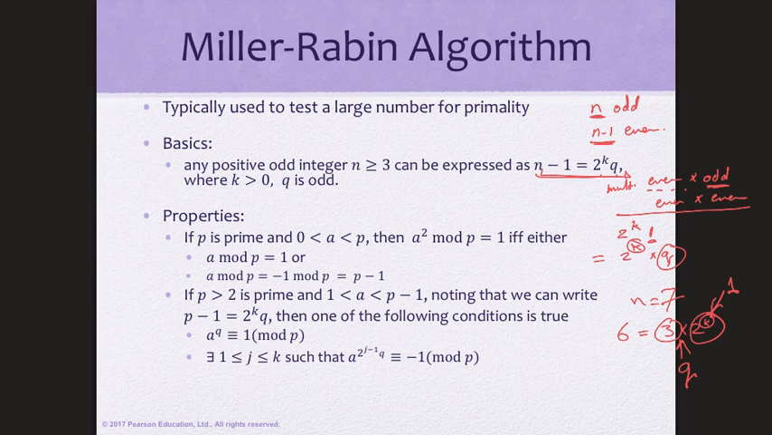Let's take another example. Let's take 13. So that's n, which means that n minus 1 is equal to 12, but 12 is equal to 4 times 3.